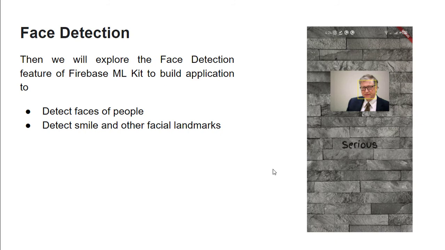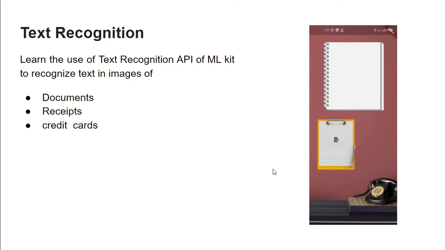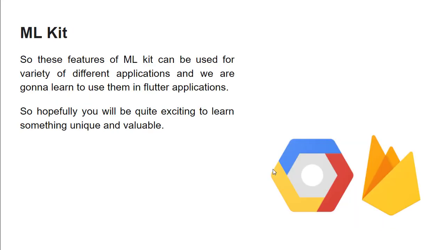After that, we will explore the face detection feature of Firebase ML Kit to build applications that will detect the person faces present in the images along with the facial landmarks and the smile. Then we will use the text recognition API of ML Kit to recognize text in images of documents, receipts and credit cards. So these features of Firebase ML Kit can be used for a variety of different applications and we are gonna learn to use them in Flutter applications.